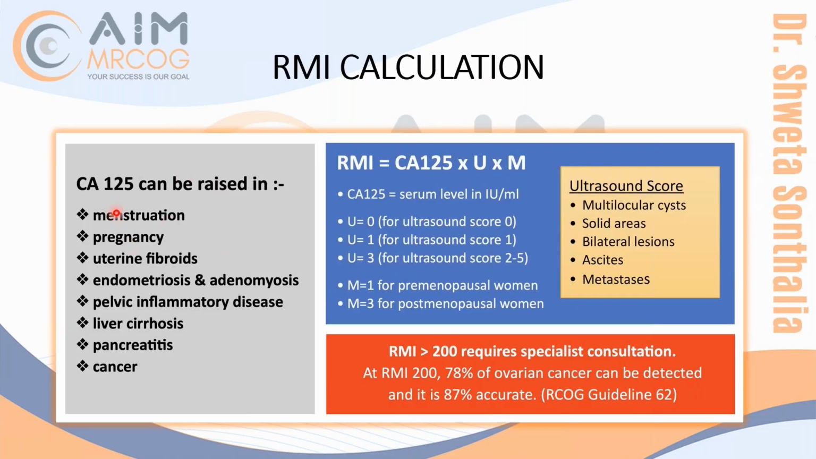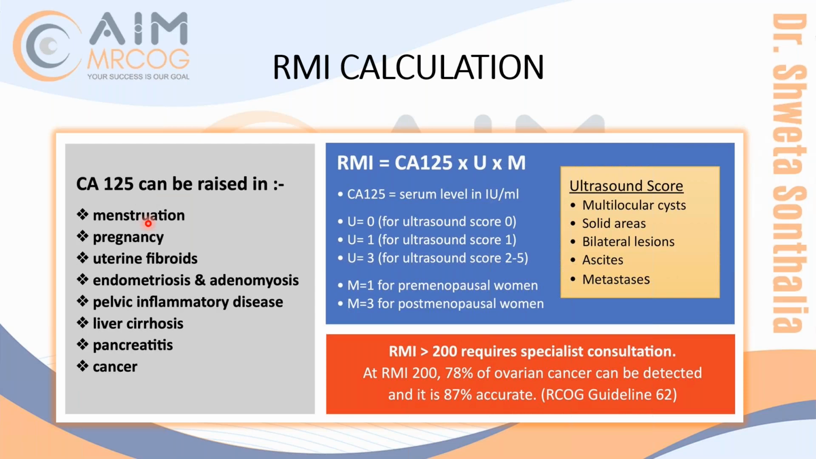Now, CA125 is not only raised in malignant lesions. We all know that it can be raised in benign lesions as well. The RMI calculation is most importantly for postmenopausal women rather than premenopausal. In premenopausal women, CA125 is not very reliable because it could be raised due to menstruation, pregnancy, fibroids, endometriosis, PID, liver problems, pancreas problems, and cancer. Anything which irritates the peritoneum can lead to an increase in CA125. That's why it's not exclusive to malignant lesions.